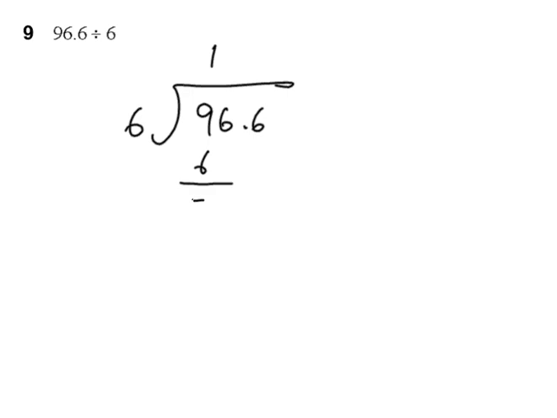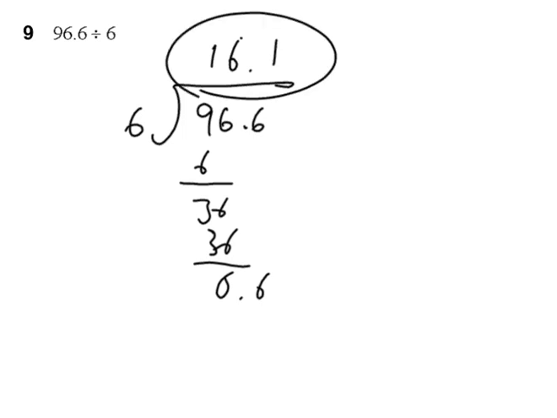Question 9, the division. So 96.6 divided by 6. How many 6s in 9? There's 1. How many 6s in 36? There's 6. How many 6s in 6? There is 1. So your answer is 16.1.